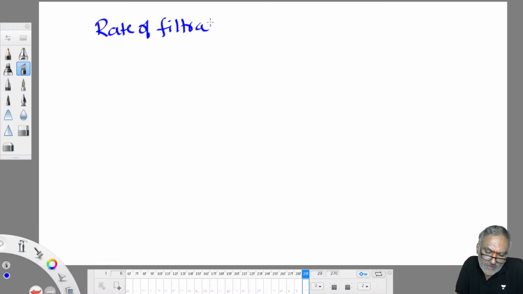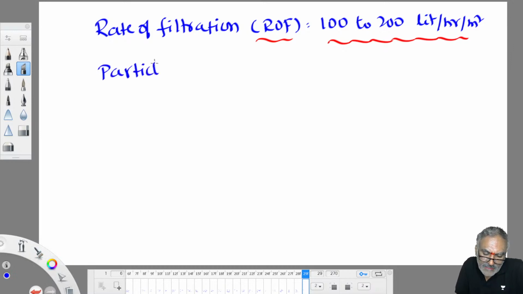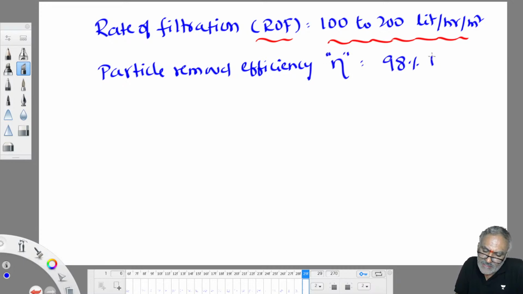I am talking about slow sand filter only. It is 100 to 200 liters per hour per meter square. We express it like that: volume of water filtered in a given time per unit surface area. It is very low, whereas particle removal efficiency is very high. No one can match slow sand filter in terms of removing impurities. It is 98% to 99%, so it almost produces absolutely pure water.